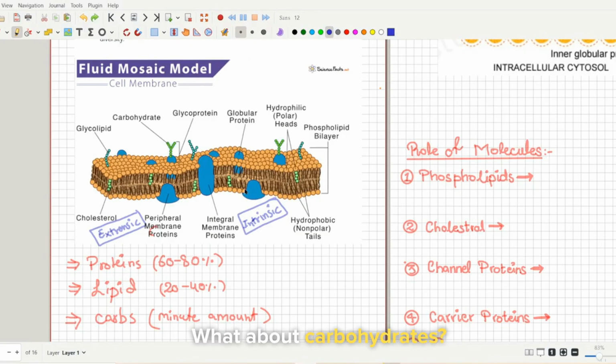What about carbohydrates? Carbohydrates are not simply present, they are present in the form of conjugate molecules. Conjugate molecules means they are either with lipids or with proteins.